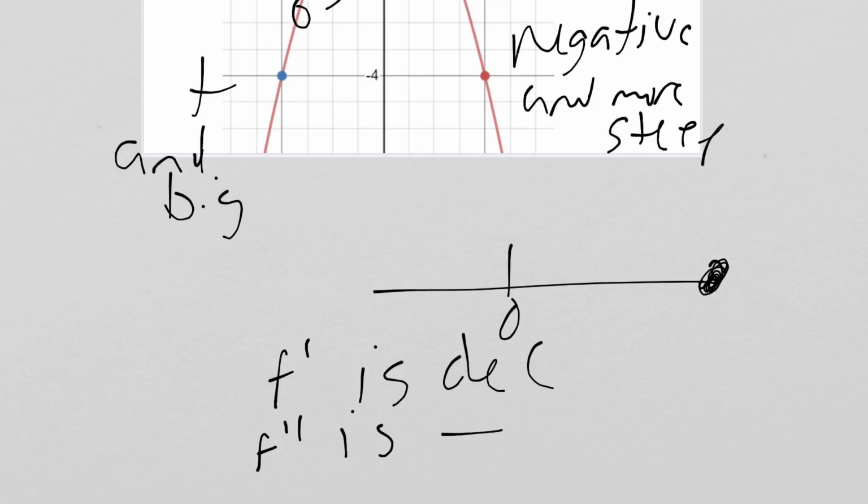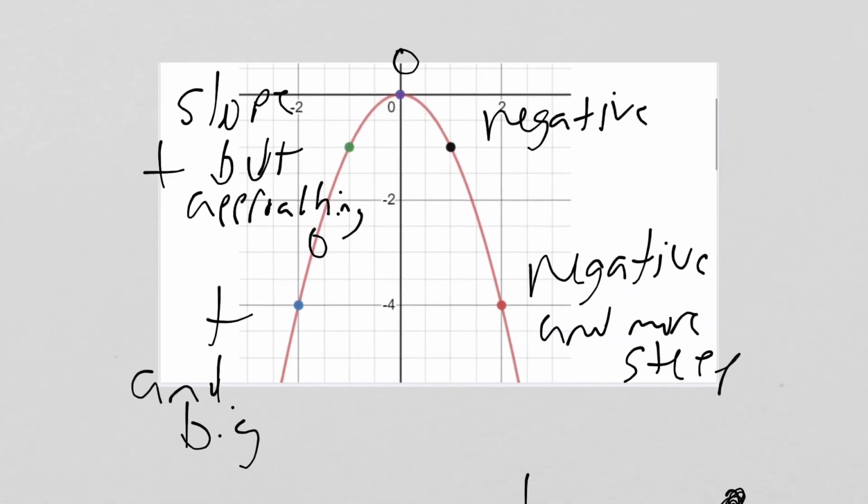And we know that when f double prime is negative, that tells me that the original function is concave down, and that's what is going on with this function here.